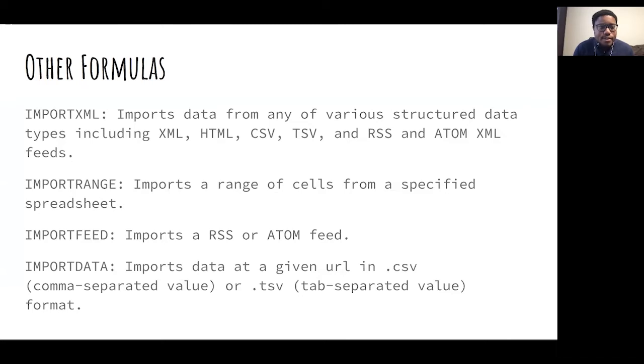There are a few other formulas. Import XML, import range, import feed, and import data. If you ever wanted to import a CSV file you see on a website, you can scrape that CSV file straight from the website and bring it into Google Sheets. The same with a feed, and the same with anything that's XML. And we can get into that at another time. Before I go to the live, to show you guys how to do it live, does anybody have any questions?